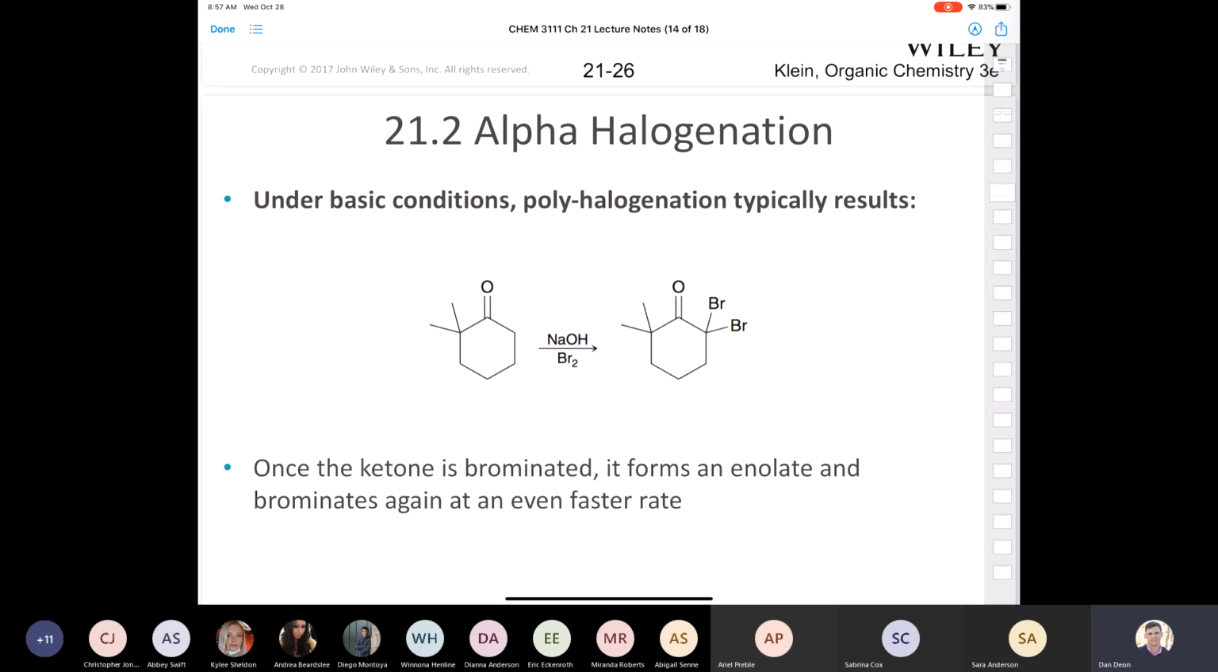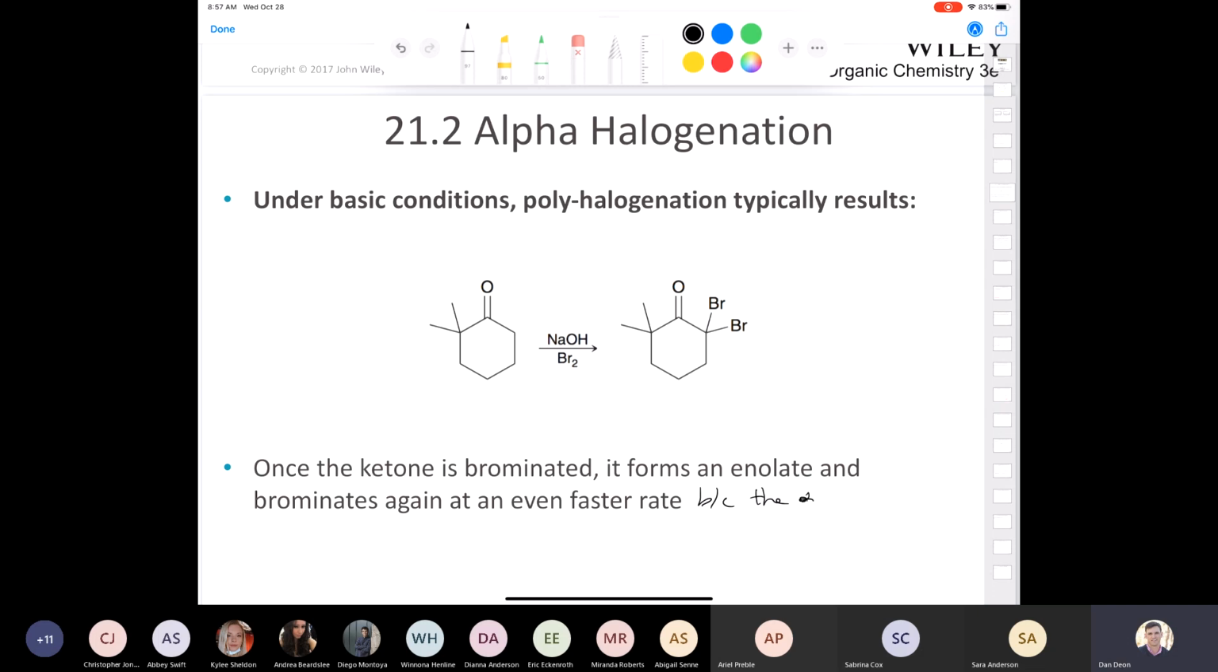Once the ketone is brominated, it forms an enolate and brominates again at an even faster rate because the alpha hydrogen is rendered even more acidic. Okay, so you end up with this intermediate, which is this guy, like that. And then that's going to react even faster. So we'll put here fast and faster.